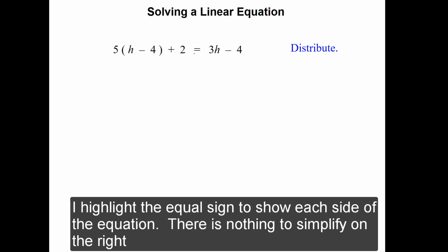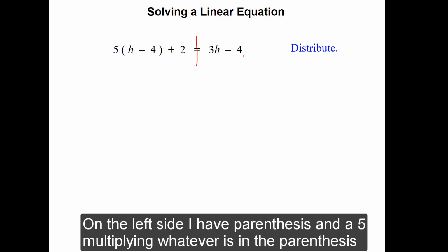Here's another equation. Let me highlight the equal sign, because step 1 is to simplify each side of the equation. So I must simplify what's on the left, simplify what's on the right. Now notice there's nothing to simplify on the right because I have an h term and a number. There's nothing to combine together. On the left, however, I have a set of parentheses and a number 5 multiplying whatever is in the parentheses.